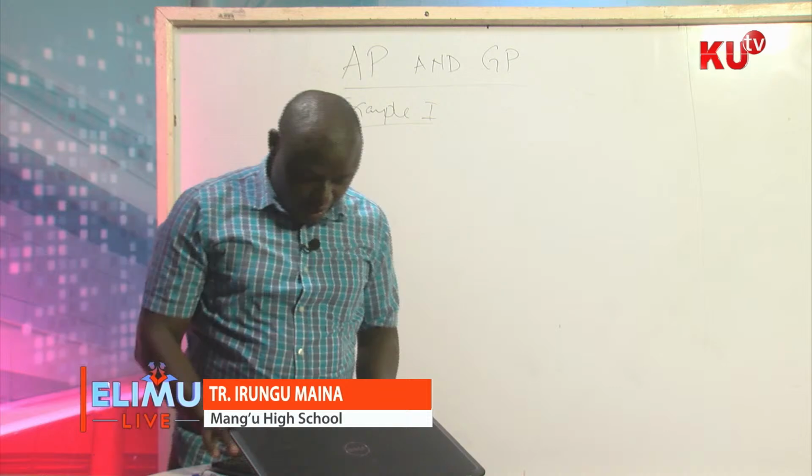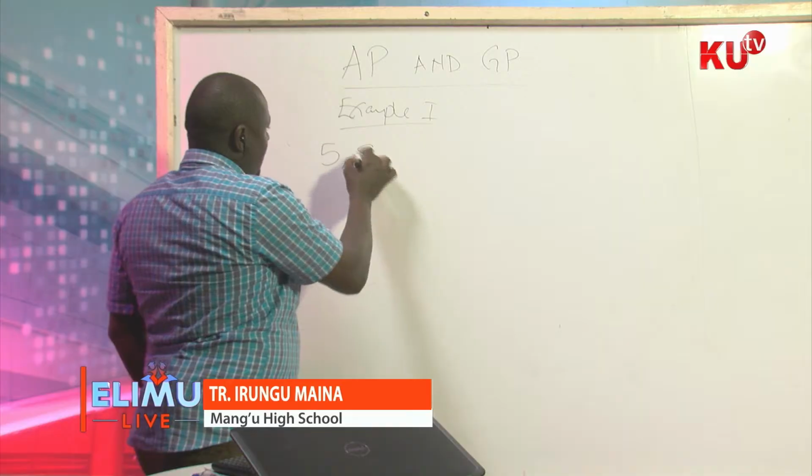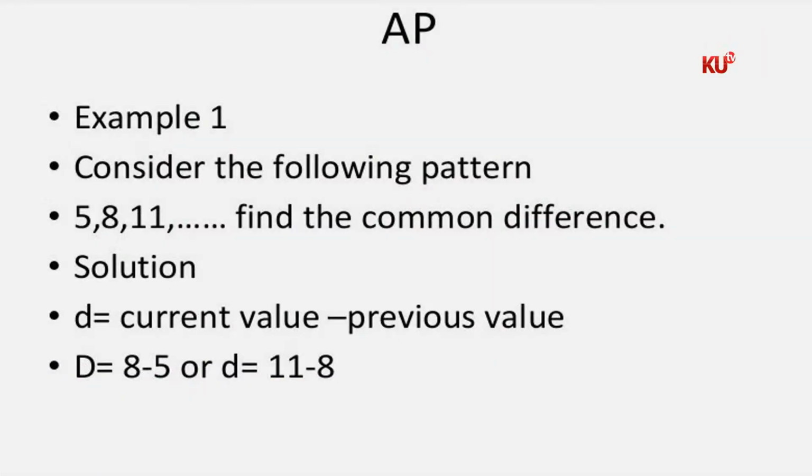Example number 1, I want us to consider this pattern 5, 8, 11 as indicated on your screen. Now the question is find d. d is our common difference that we agreed. And we have already said, how do we get d, class? We normally get d by the current value minus the previous value.